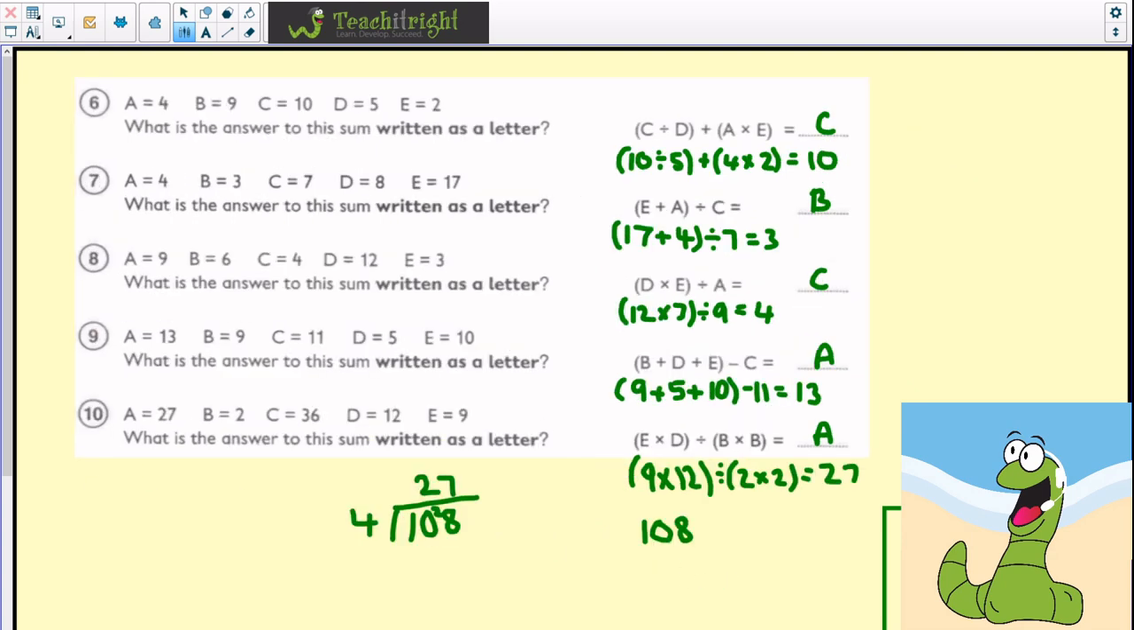Let's have a look at the next set. So we've got C, B, C, A and A. So again, if you do want to pause the video, you can. Sometimes the times tables do get quite large. So you've got here 9 times 12, for example.